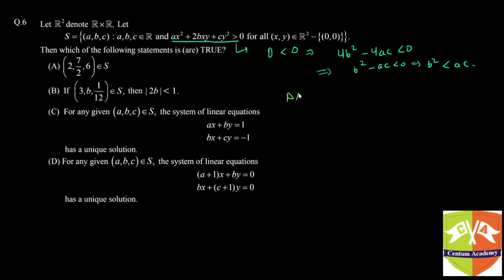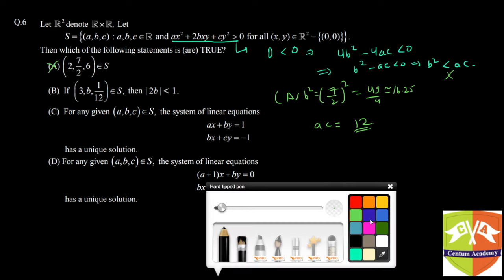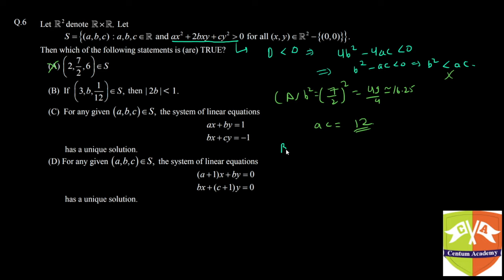So if we check option A, b² is (7/2)², which equals 49/4, which is 12.25. And what is ac? ac is 6 into 2, which is 12. So is 12.25 less than 12? No. So this is not a part of set S. Similarly, let us check option B.